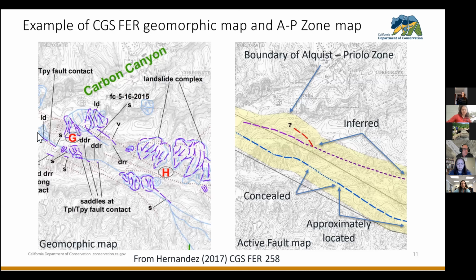And so here is another example of their geomorphic mapping on the left, where they have a lot of basically lines and points, and the points would be their version of the GIR. And then on the right is the interpretation, the product, which includes the overall swath of the fault zone, as well as indications of confidence of the fault traces.